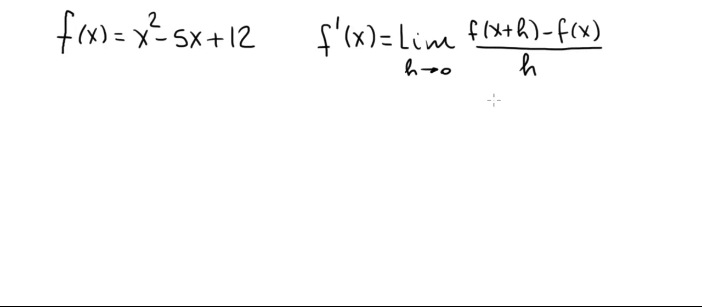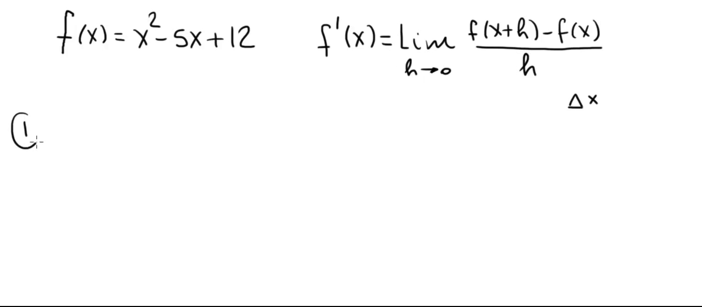Now sometimes instead of h, delta x is used. So if your textbook uses delta x approaches 0, simply replace everywhere you see h here with delta x. But it's pretty much the same thing. So we're going to do this in 4 steps.